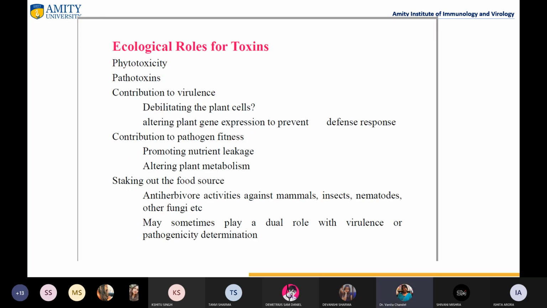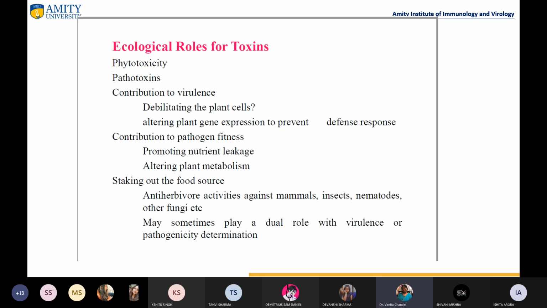Then ecological roles of toxins. They can cause phytotoxicity. They can be pathotoxins also, right? They can alter plant gene expression also, right? So, prevent defense. When a certain pathogen affects plants, the plants generate certain defense responses, right? So these toxins can prevent these defense responses of the plant.